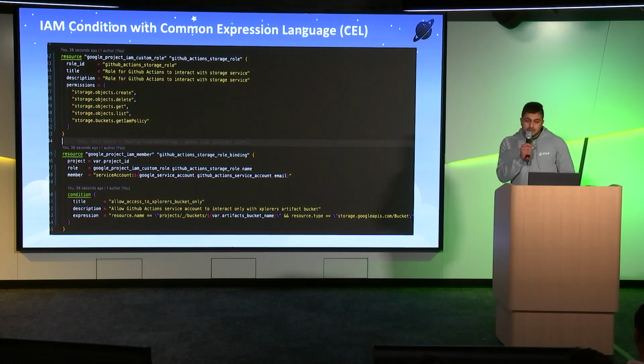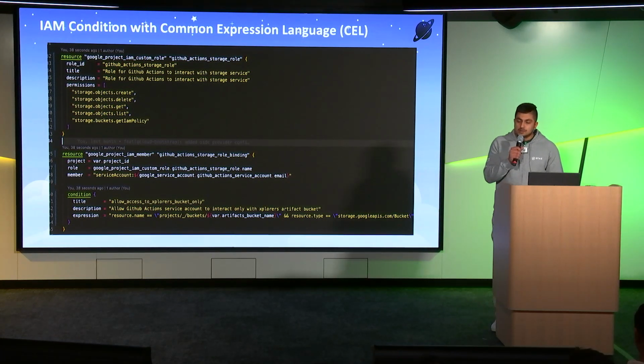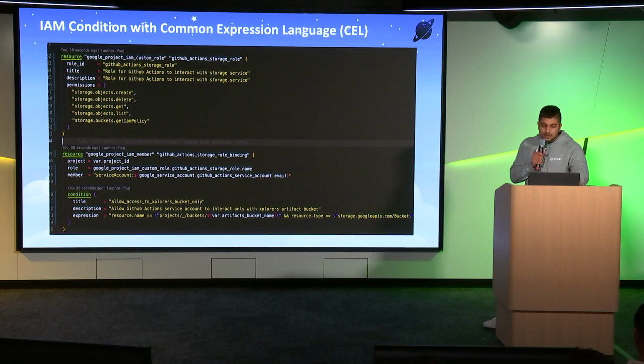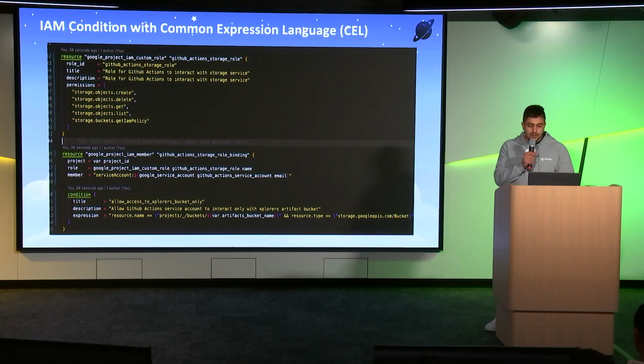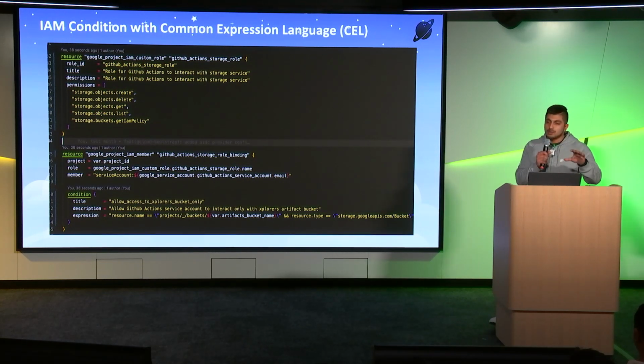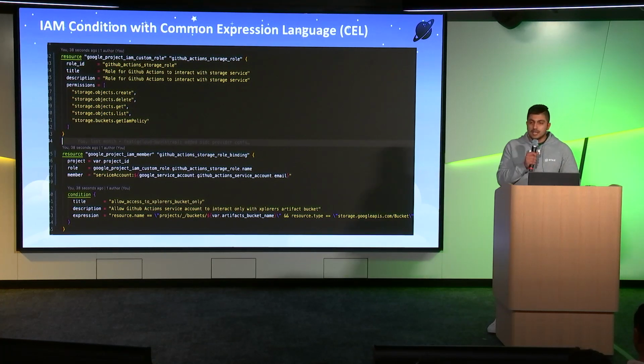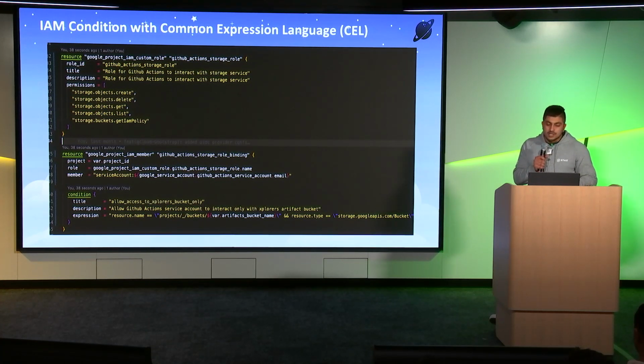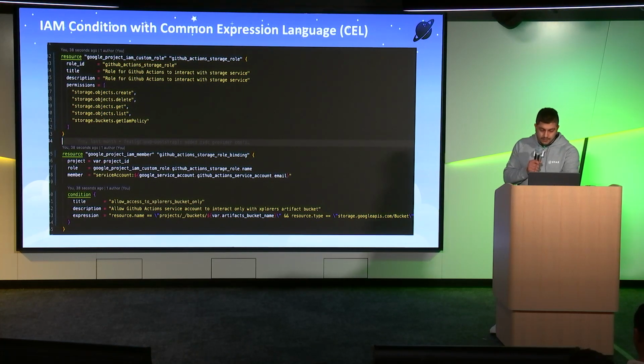We can also define conditions using Common Expression Language, which gives us the ability to define a condition saying that these permissions effectively only apply to a single resource, and in this case, it's an artifact bucket, such that when GitHub Actions assumes this role, it can only interact with this one bucket. And you won't be able to interact with any other buckets in the project, which is considered best practice in terms of security. So this effectively allows us to implement permissions with least privileged access in mind.